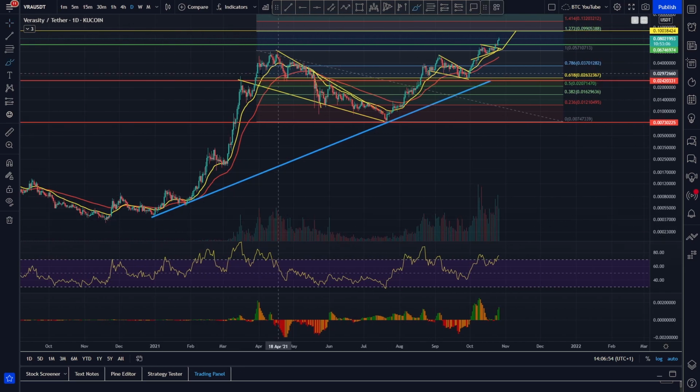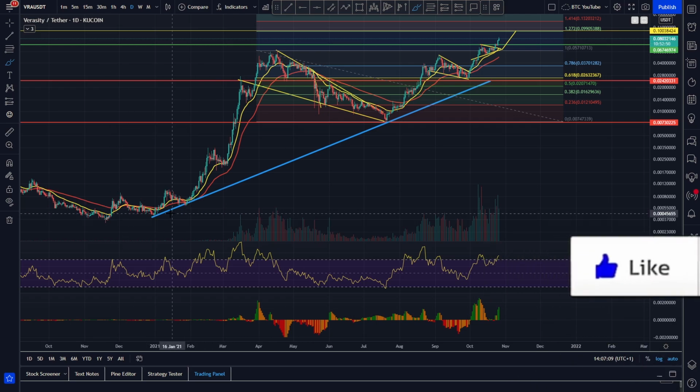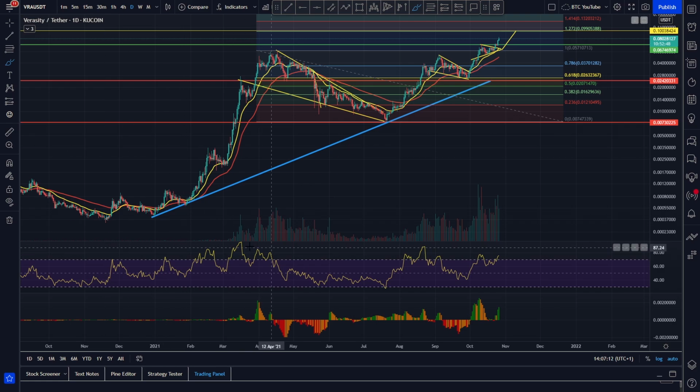just look at how ridiculous the RSI was here when we had Verasity come all the way up from, I can't even tell you what this number is. Is that like a fifth of a cent? I think it's a fifth of a cent. No, it's a fifth of a tenth of a cent. Basically, it's a very low number. And you can see here on the RSI, we came up ridiculously overbought here.